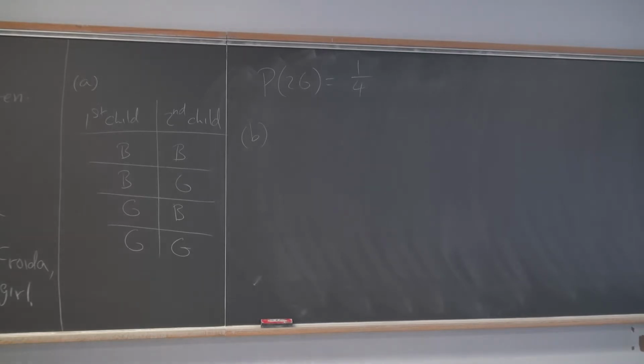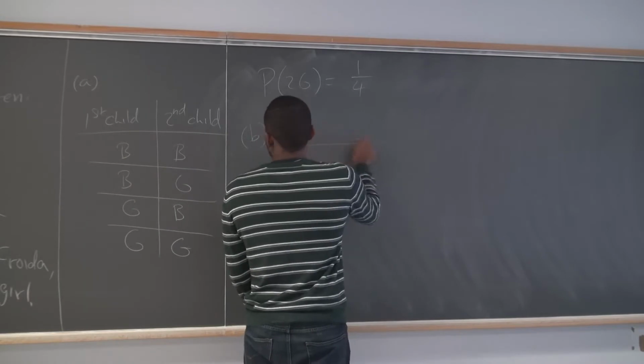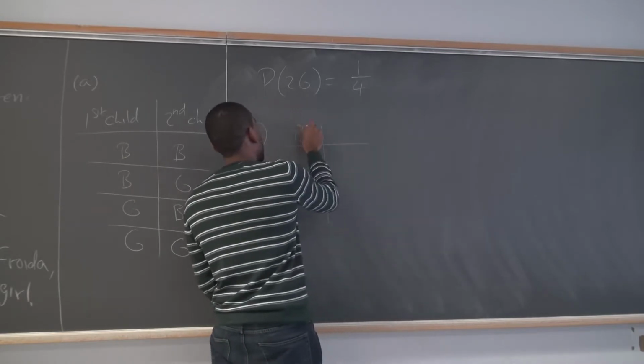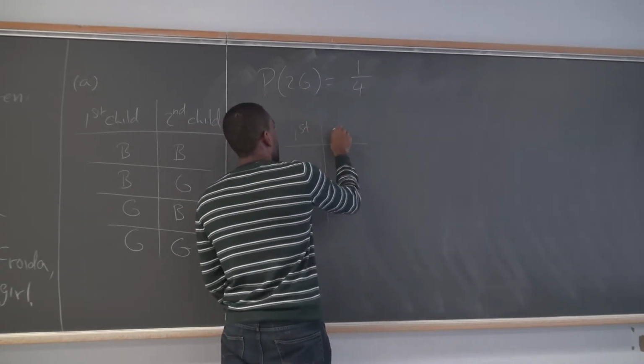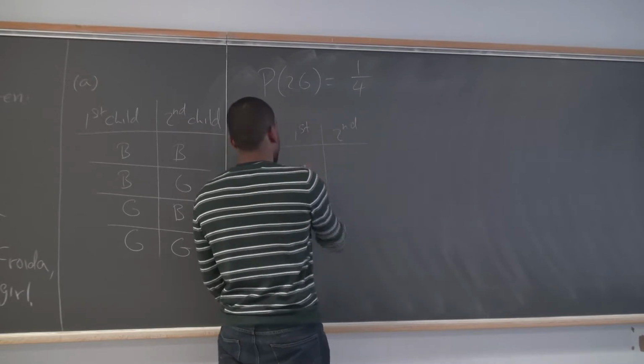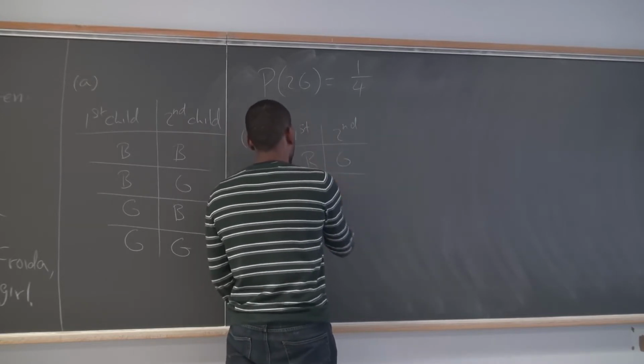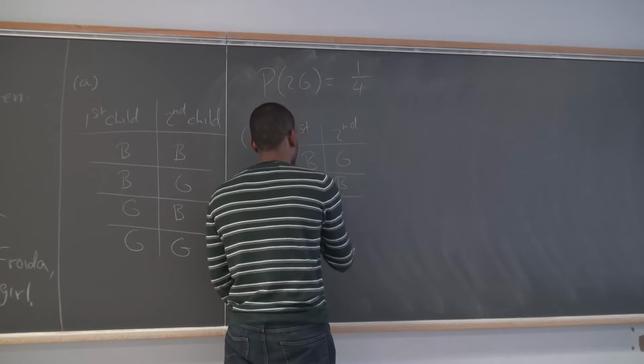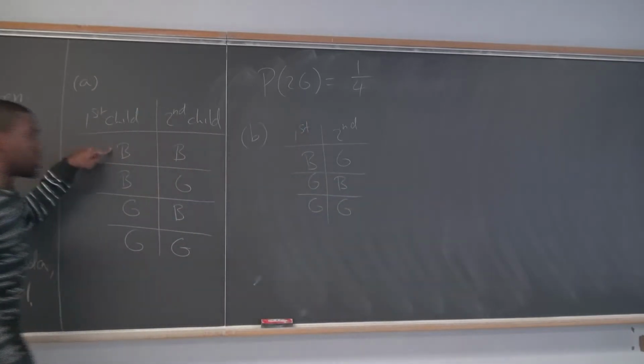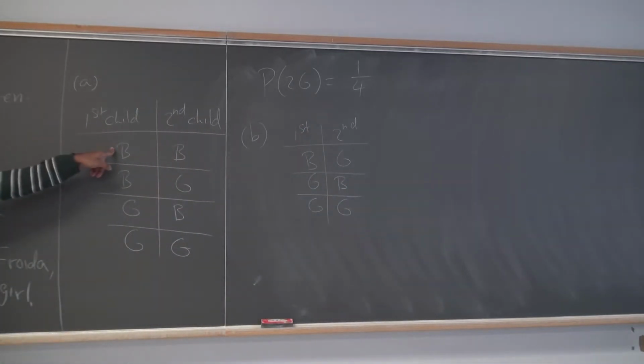Which means in part B, we really have these possibilities. It's either a boy and a girl, or a girl and a boy, or a girl and a girl, right? This situation is no longer a possible situation for us, because we know that 1 has to be a girl. So obviously having 2 boys is not on the table anymore.